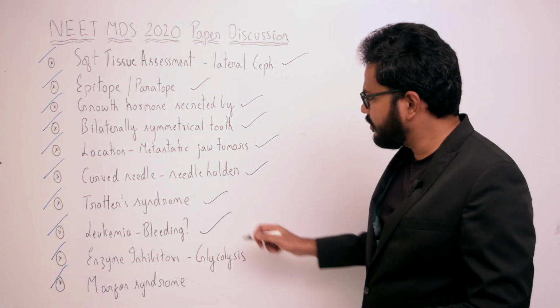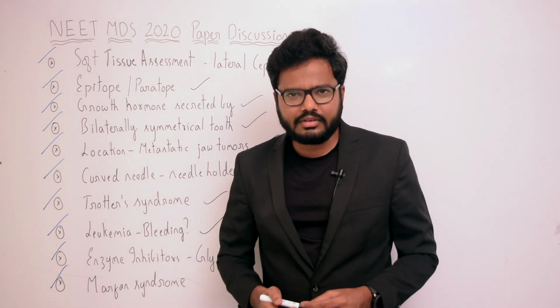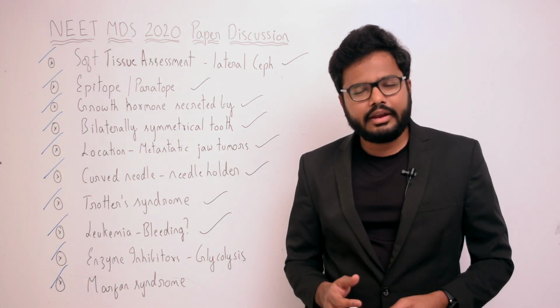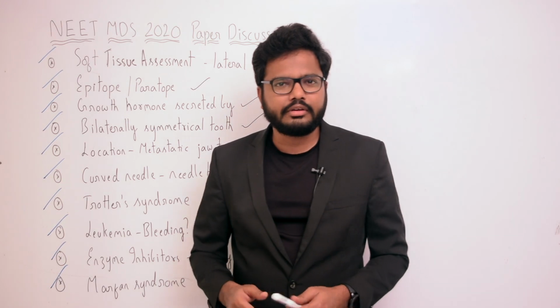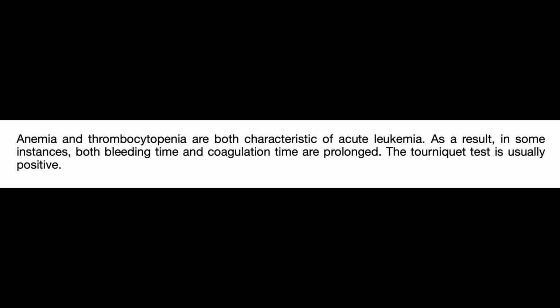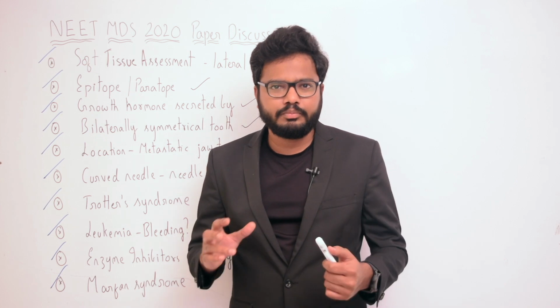Moving on to the next question, why do you see bleeding in leukemia? Was that the question? You find anemia as well as thrombocytopenia most commonly associated with acute leukemia. Anemia and thrombocytopenia are both characteristic of acute leukemia. As a result, in some instances, both bleeding time and coagulation time are prolonged. The tourniquet test is usually positive.